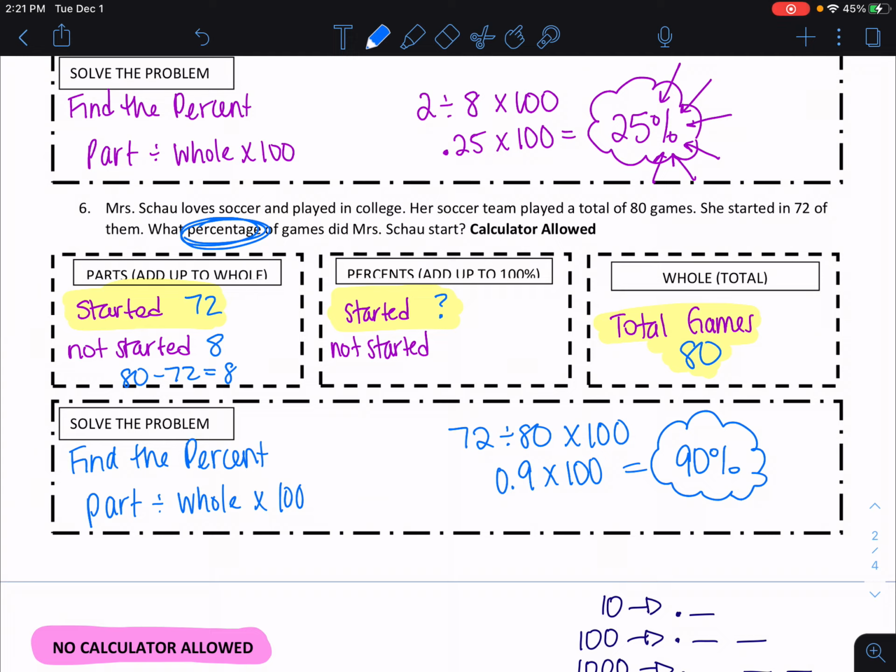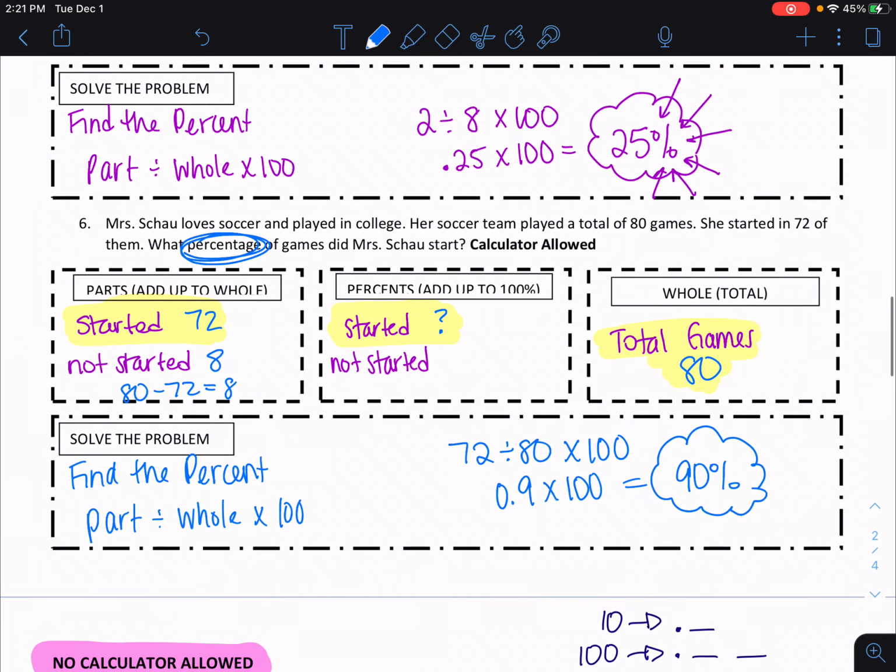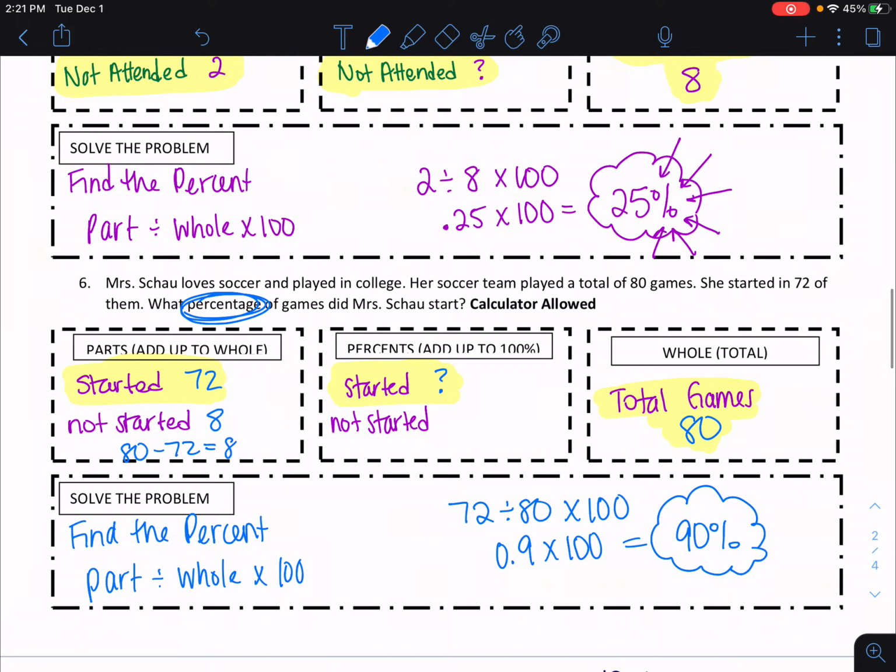This is the end of the word problem or calculator portion of your Module 2 practice test. If you have any other questions that I did not answer, please let me know.